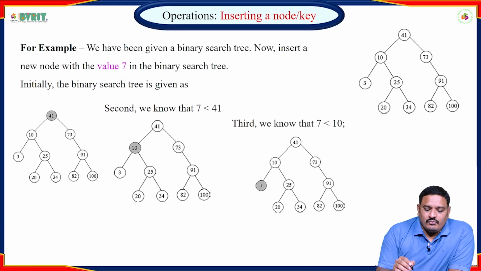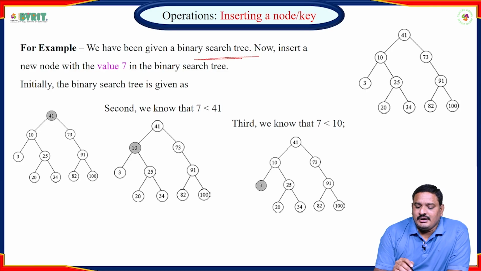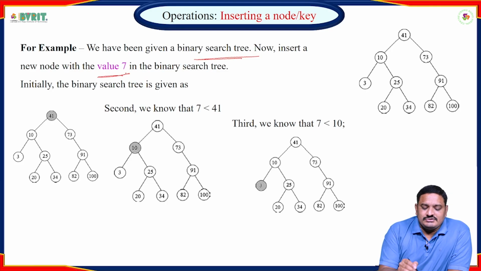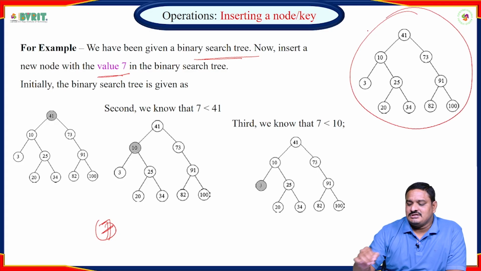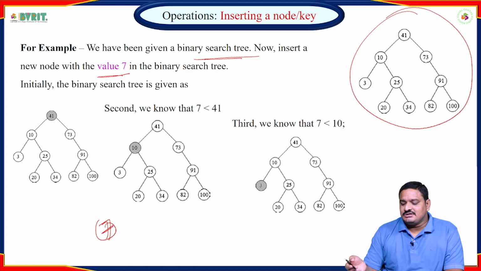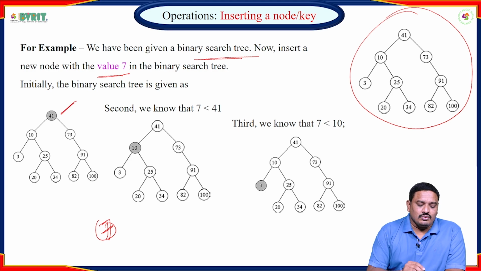Suppose we have a given binary search tree. Now we insert the value 7. The value 7 will be inserted into this tree. Let's see where we insert the 7, step by step. First, we start at the root node. Second, the value 7 will be searched from the root node.